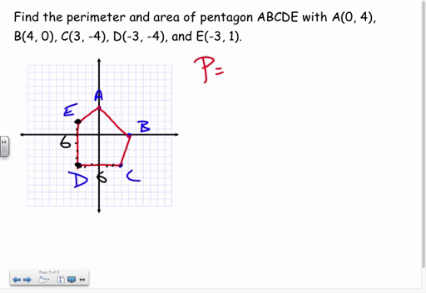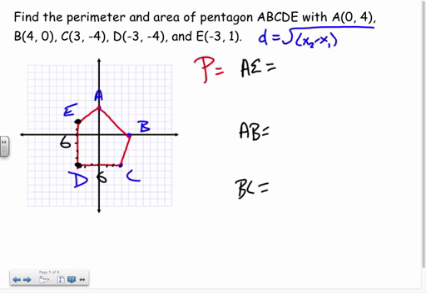Well, remember a couple sections ago, how do we find the distance between 2 points? Distance formula, right? So I need to find the distance from A to E, the distance from A to B, and the distance from B to C. So I do all those. Let me write the distance formula up here again. The square root of x2 minus x1 squared plus y2 minus y1 squared. Remember, difference between your x's squared, difference between your y's squared. Add those two and take the square root.